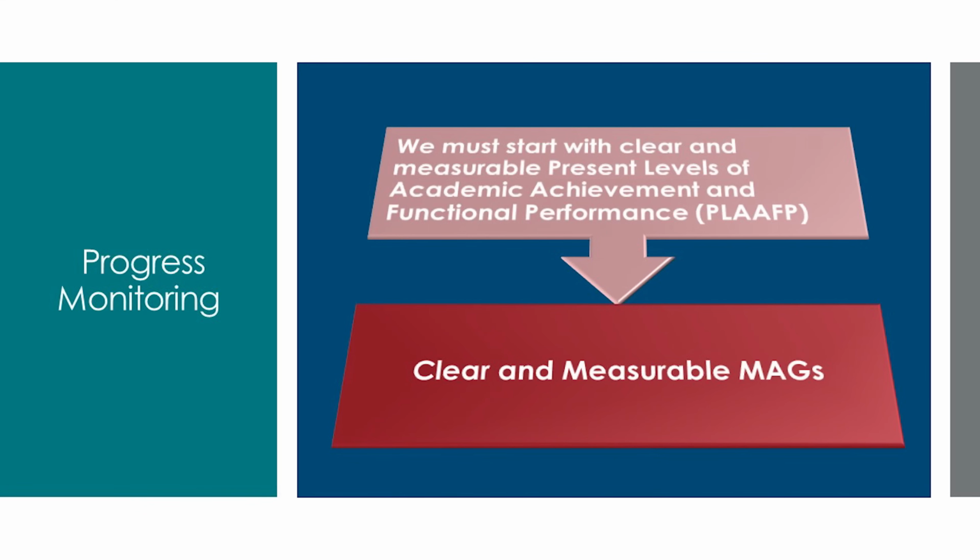A well-written measurable annual goal allows the IEP team to make accurate, data-driven decisions that are crucial when addressing the student's program. This is why it is crucial to have a clear and measurable present levels of academic achievement and functional performance. Only then will you be able to write clear and measurable goals.